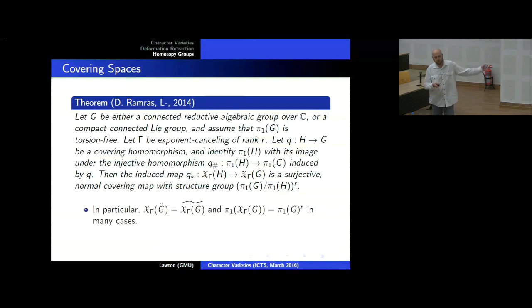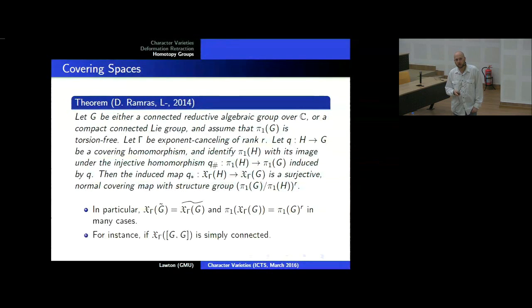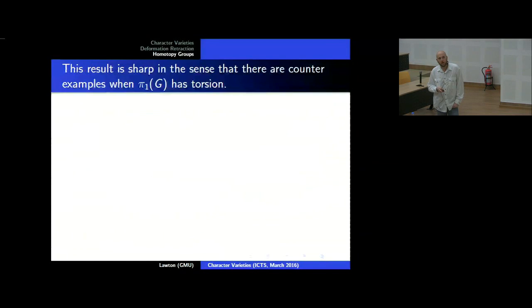So a nice thing about that is it answers this question, that very often the universal cover of the character variety is the character variety of the universal cover. And it also gives you lots of examples where you can compute the fundamental group of the character variety, and it's just a product of the fundamental group of G. So in particular, if the character variety of the derived subgroup is simply connected, these hold.